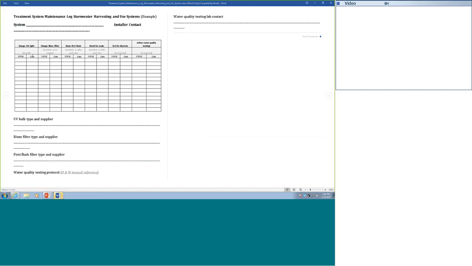So for example, for this system, there's a UV light that needs to be changed. There's a spot that specifies how often, and then a place to keep track of that. There's a filter, there's a cleaning of the first flush diverter, there's a need to check for leaks and to test for bacteria. So for each of these, you can specify how often and then keep track of this in some sort of maintenance logbook to make sure that these are being completed. Sometimes it's good also for a lot of these consumables to keep track of what type and supplier. Little things, but we just wanted to use this as a tool to help you remember things that you need to keep track of.